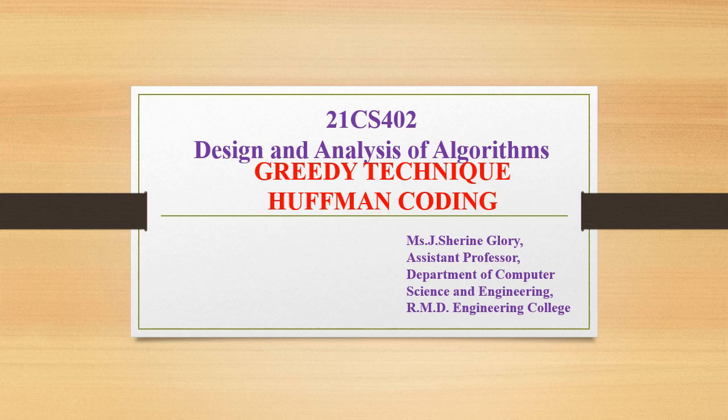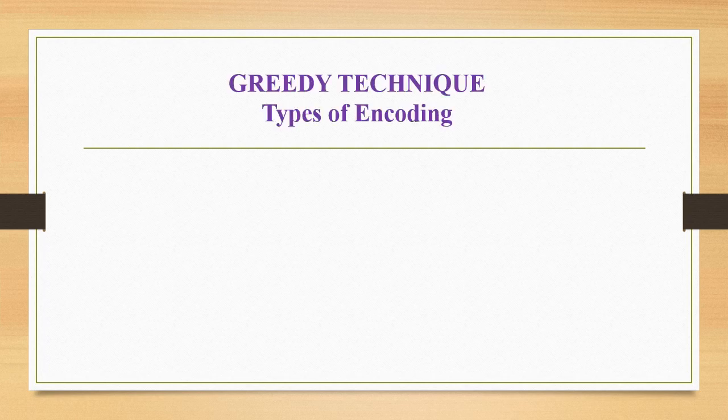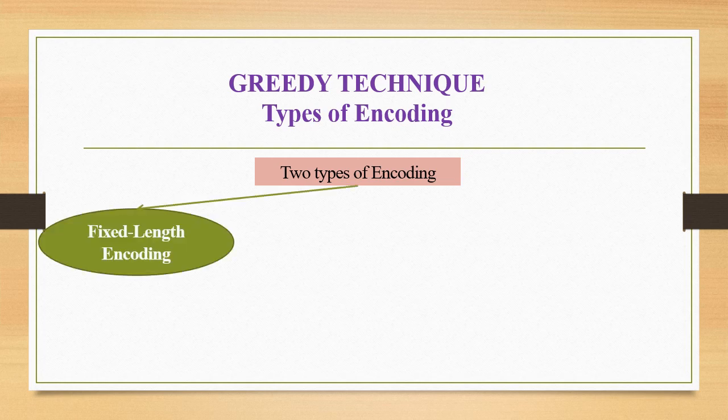Today we are going to discuss Huffman coding from the greedy technique. In this technique, we have encoding. What do we mean by encoding? We are going to convert the data into another format. There are two types of encoding: one is fixed length encoding, and another one is variable length encoding.